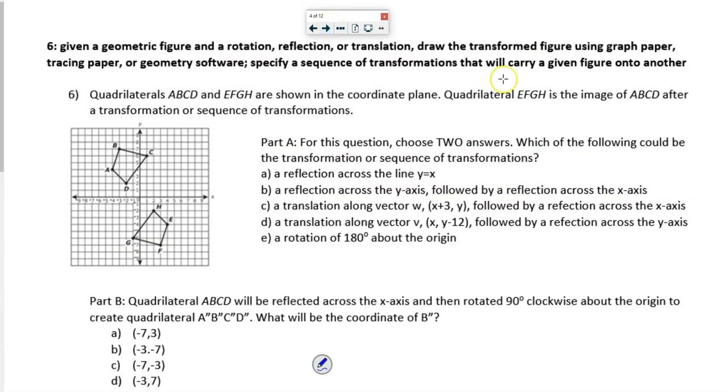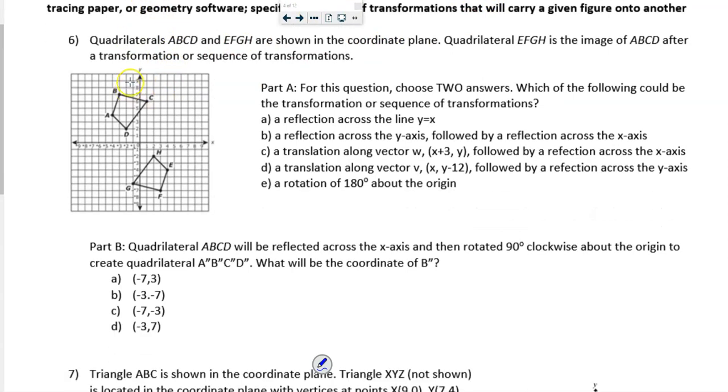All right, so this next one says, given a geometric figure and a rotation, reflection, or translation, draw the transformed figure using graph paper. This is our standard, okay? So our question is number 6. Quadrilateral ABCD and EFGH are shown in the coordinate plane. Quadrilateral EFGH is the image. Key phrase there, image. So that means this is after, okay? So we're going to write after there, and this would be before, right? So this is our pre-image. So that means we're going from ABCD to EFGH, right?